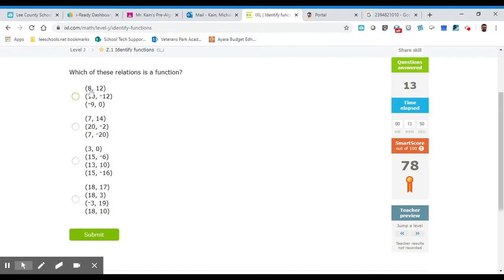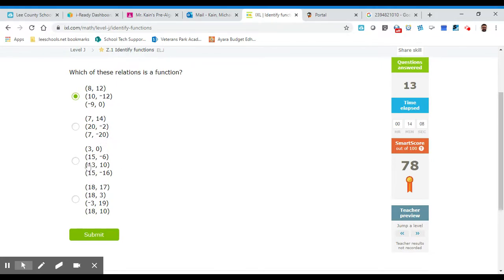Let's do it again. Does 8 only give you 12? Yes, because there's only one 8. 10 can only give you -12, and -9 can give you 0. So I'm going to select this one. And if you look down here, there's two 7s. One 7 gives you 14, and one 7 gives you -20. So it can't be that.